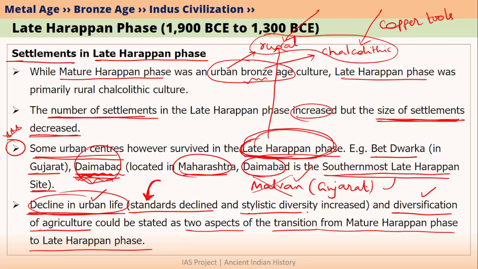Moreover, the stylistic diversity also increased. This is very, very important. You must understand why. Because initially, people were living in a small number of cities. But in the late Harappan phase, people moved into villages and were living in different villages. Different villages started to create different kinds of lifestyles for themselves. They were growing different kinds of crops. They were making different pottery. And all such things mean that the stylistic diversity of late Harappan people was very high compared to mature Harappan people.